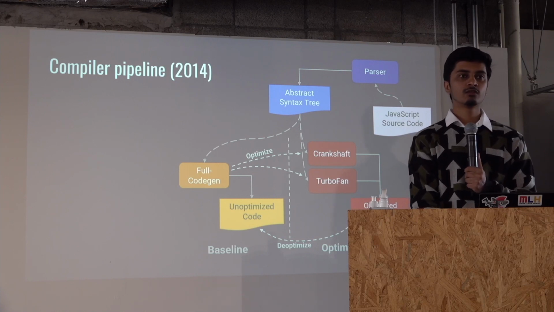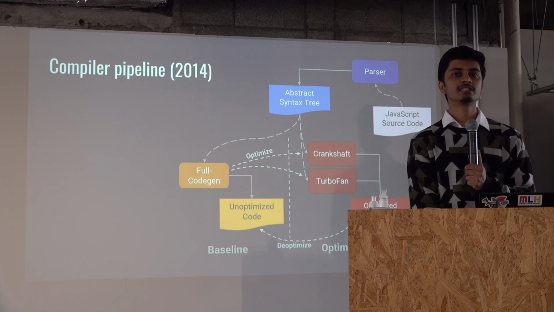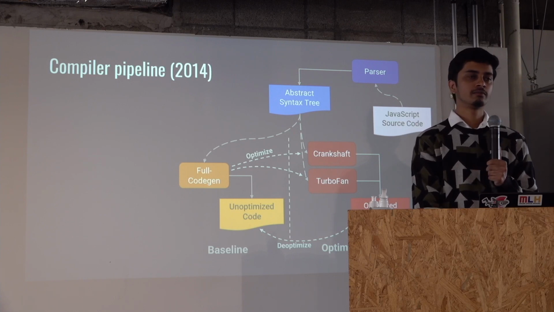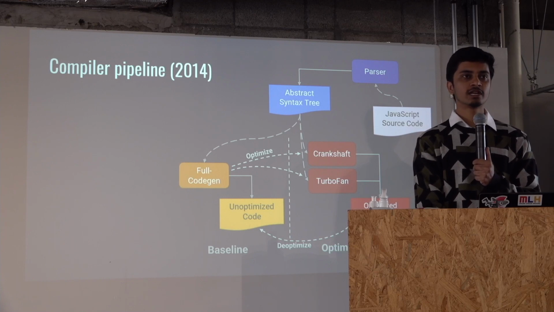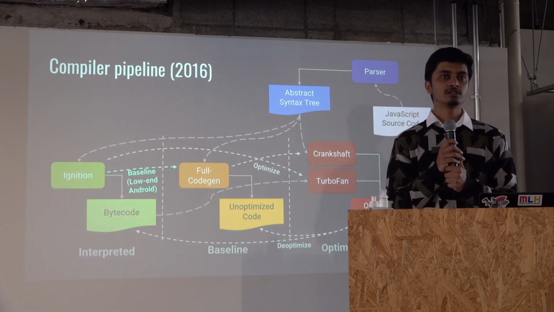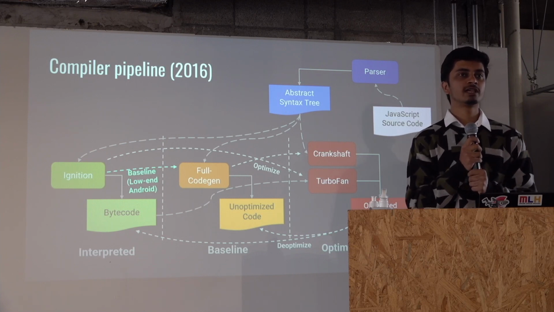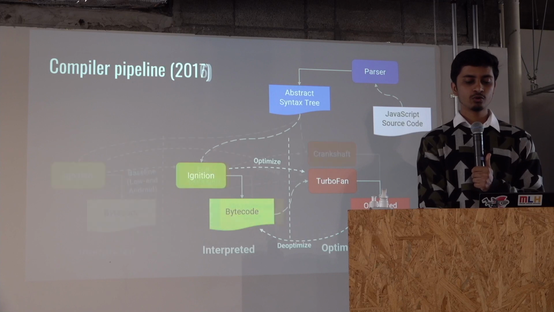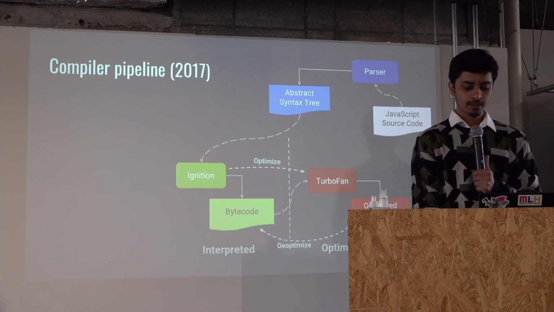In 2014, different pipelines were created, which had two optimizing compilers. It was similar, but it was getting more complex, both on the maintainer side as well as on the execution side in the engine. And then finally, in 2016, it could not have been worse, as it had three different pipelines, and it was very difficult to maintain which one should be used in what scenarios. So finally, the Google team decided to come to this final conclusion and keep it as it is now.